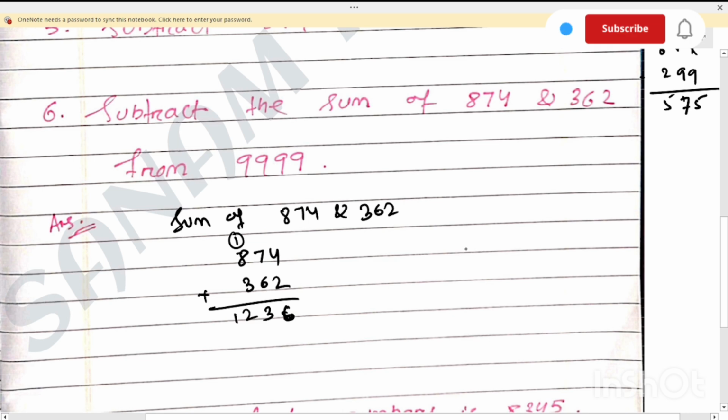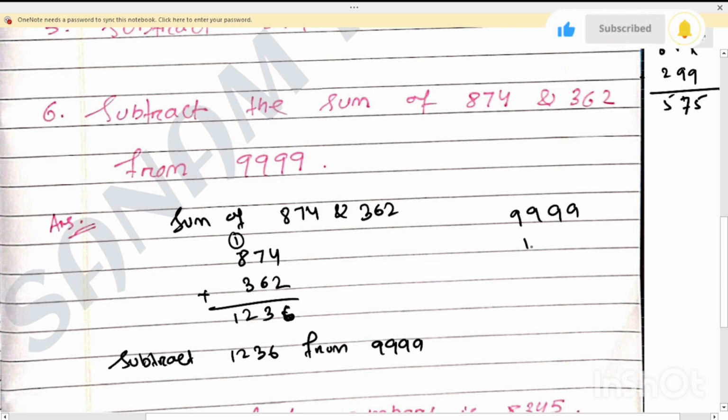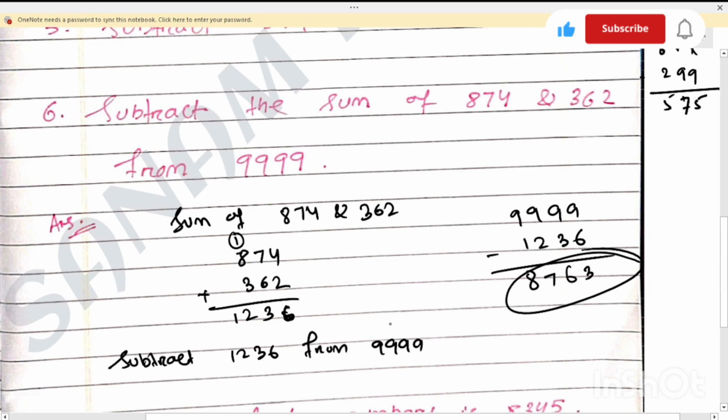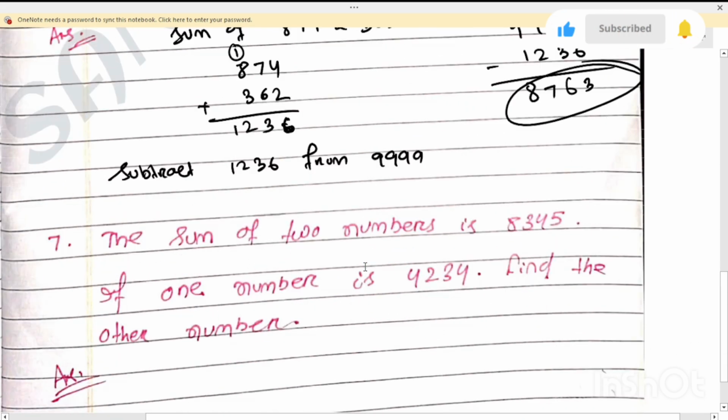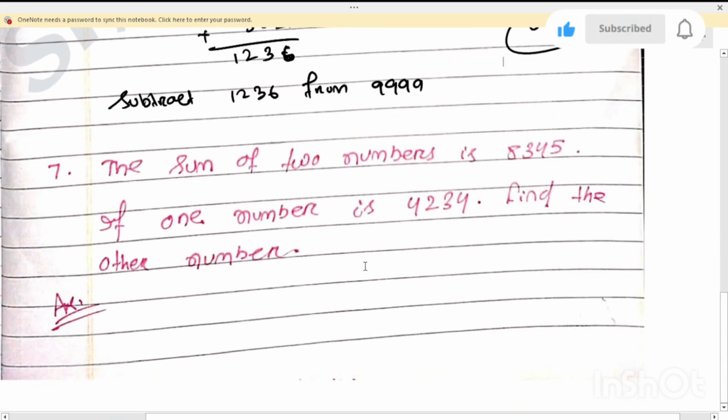Now subtract. So write down, subtract 1236 from 9999, that is 9999 minus 1236. So subtract 9 minus 6, 3. 9 minus 3, 6. 9 minus 2, 7. 9 minus 1, 8. So the answer is 8763. Next question, question number 7 and the last question.